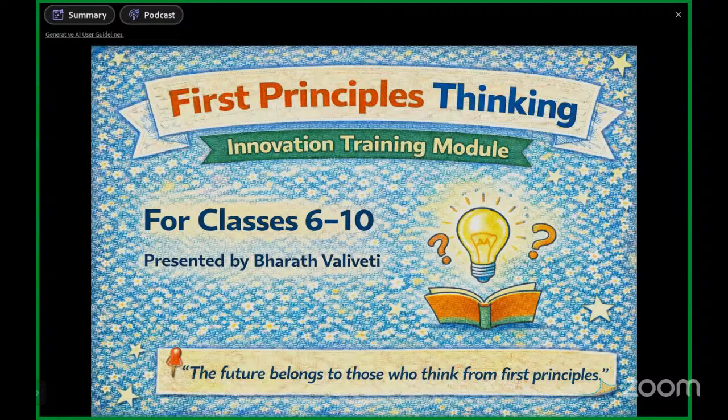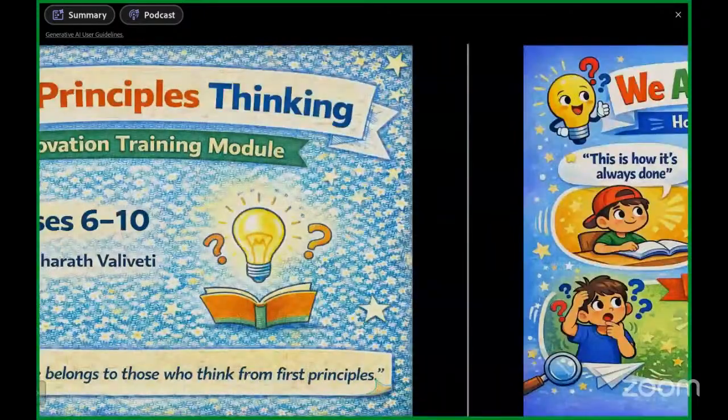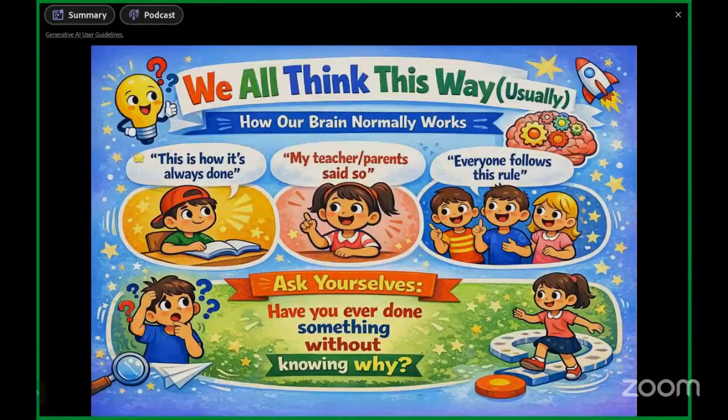It is called first principles thinking. And if you see the tagline here, the future belongs to those who think from first principles. First, before we go into it, let us understand usually how we think, how our brain normally works.